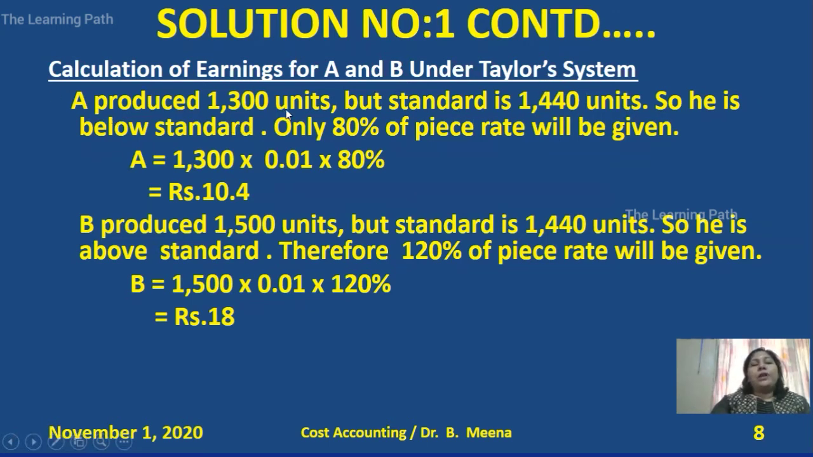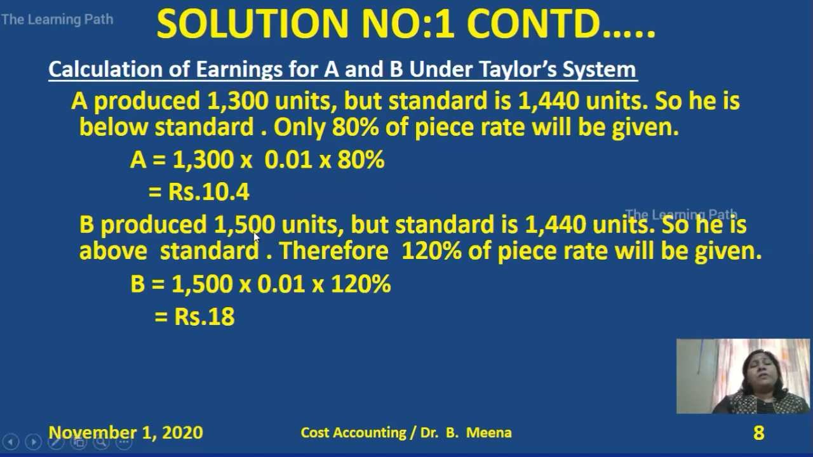A produced 1300 units, but standard is 1440 units. So A is below the standard, so only 80% of piece rate will be given. Look at the calculation. A is equal to, what is its production? 1300. What is the piece rate? 0.01. And the differential rate applicable for A is 80 percent. So 1300 into 0.01 into 80 percent, you will get 10.4.